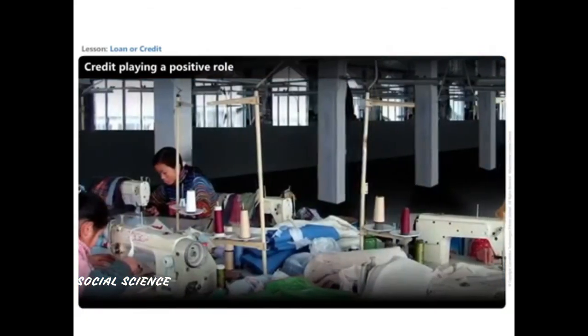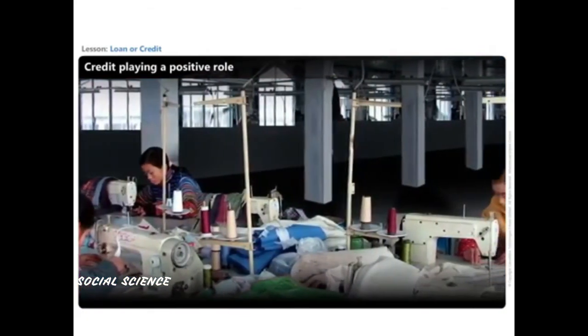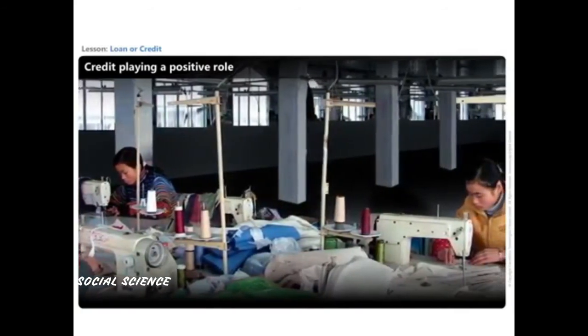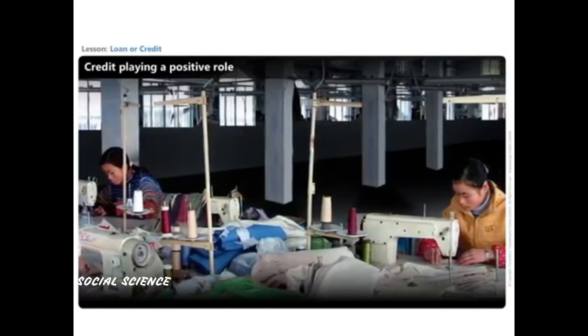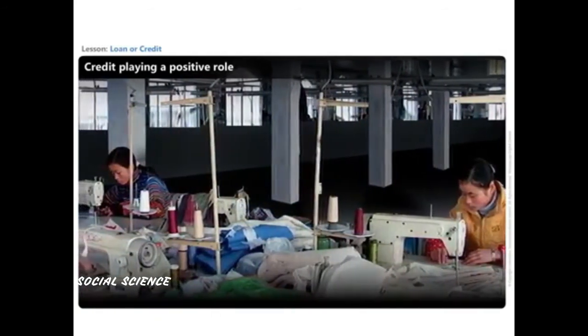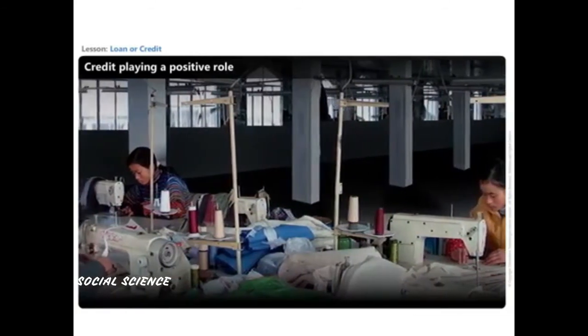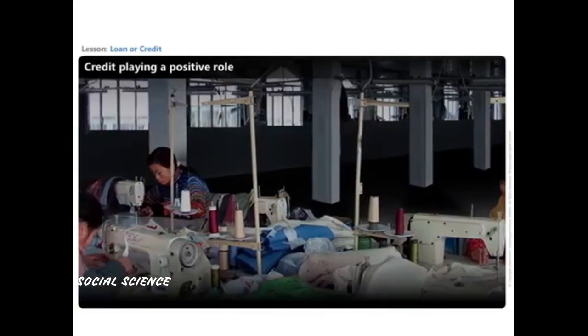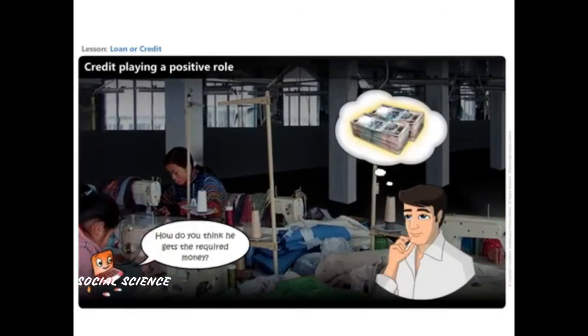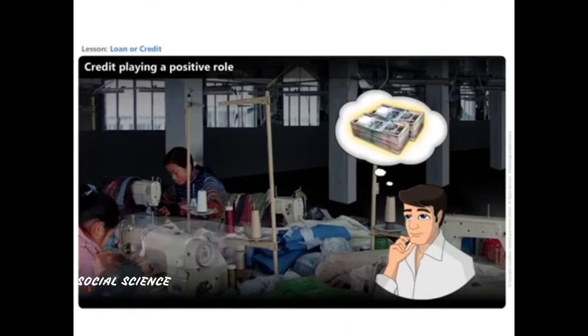The garment manufacturing company of Mr. Chauhan gets an order for 2000 shirts and 1000 pants from a big trader, which is to be delivered in a month for Dashera and Diwali. To complete the production on time, Mr. Chauhan has to hire some more people and purchase some new stitching machines, but he does not have the required amount to do so. How do you think he gets the required money?